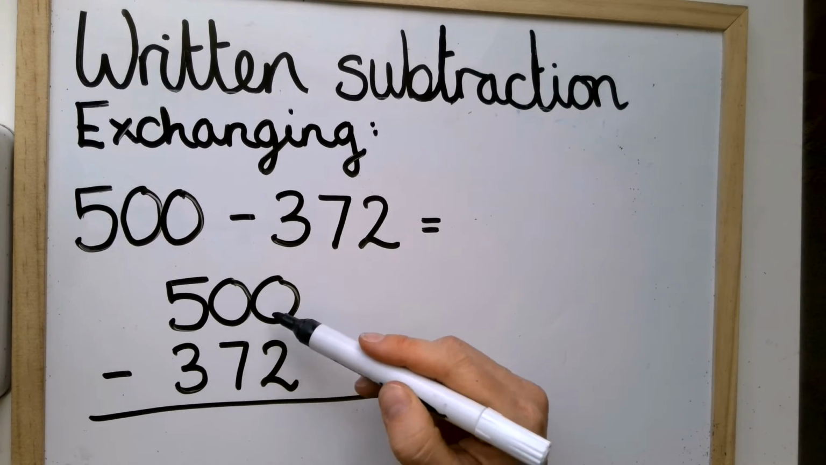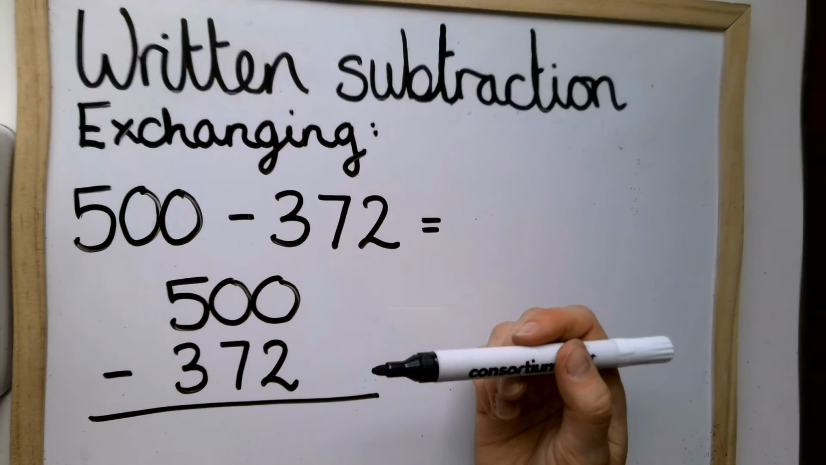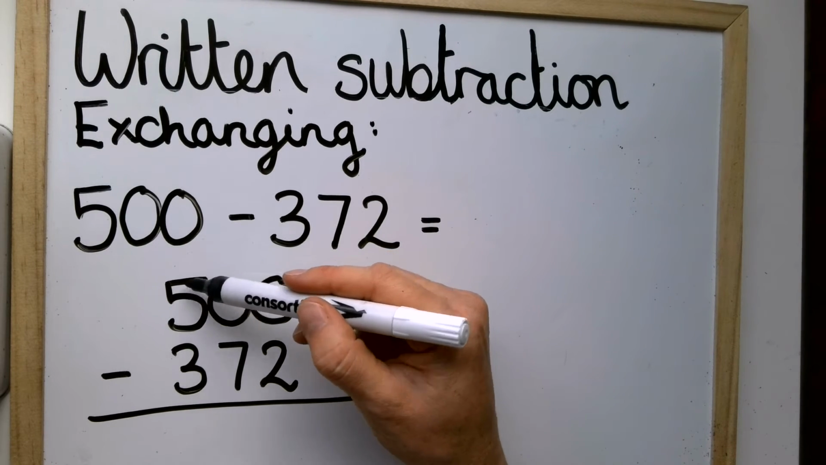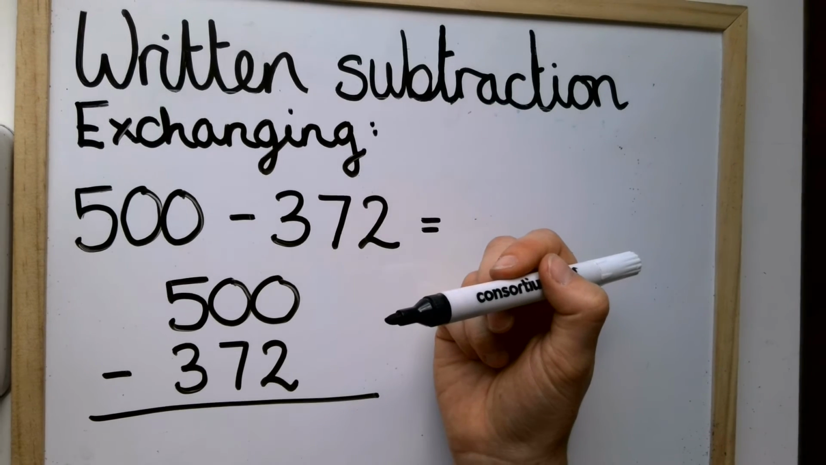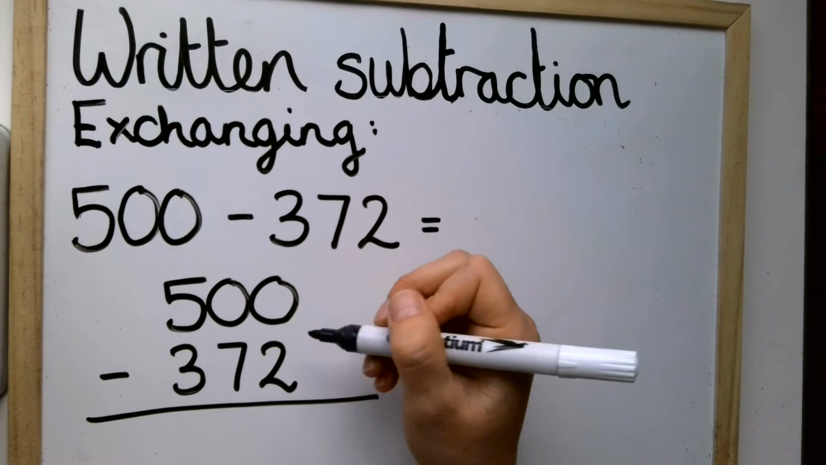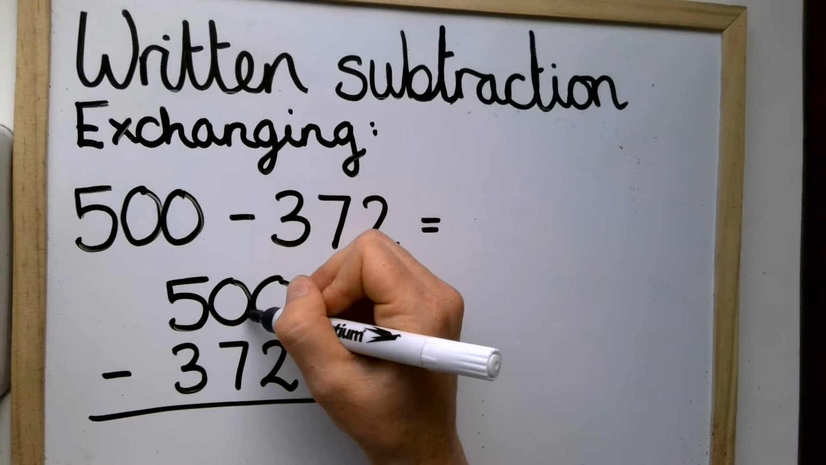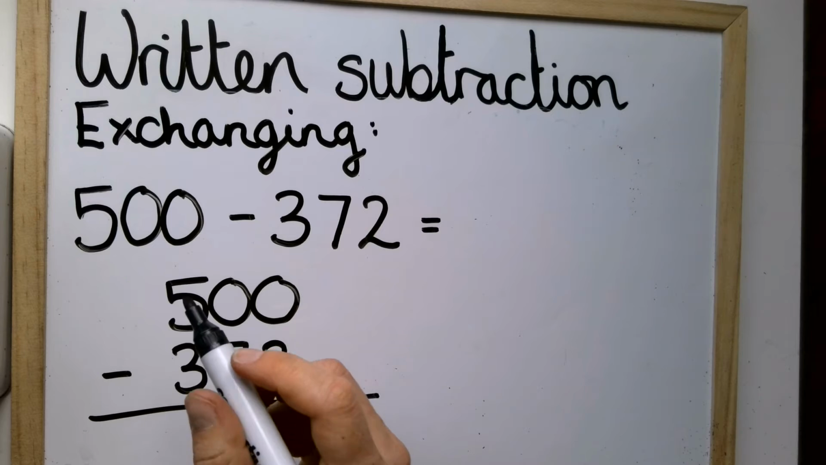Because there are 2 zeros in the ones and tens columns, that means I will need to do some exchanging. When I exchange, I need to take from the next available digit in the next column to the left. So I am looking at 0 take away 2. 0 is smaller than 2, so I cannot do that. I can't borrow from the tens because there's a 0 in that one, so I need to borrow from the hundreds.